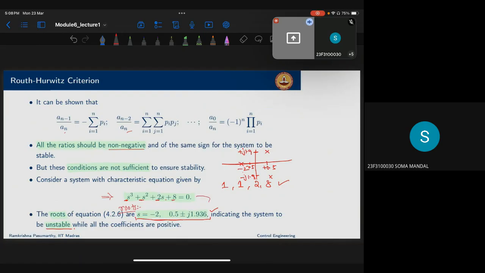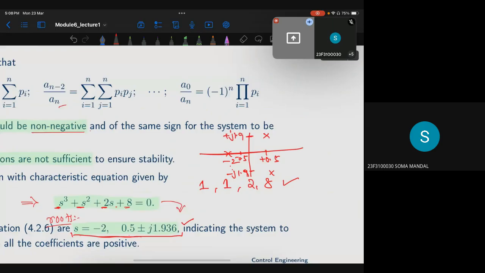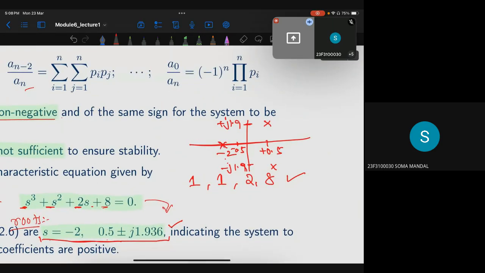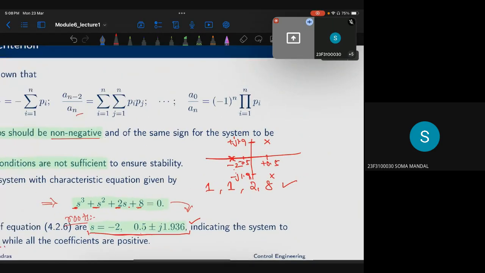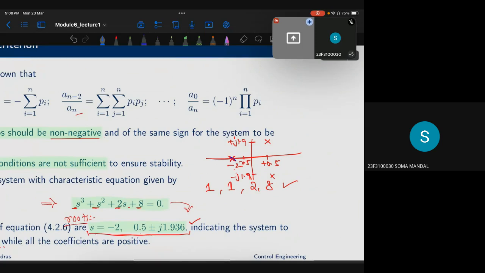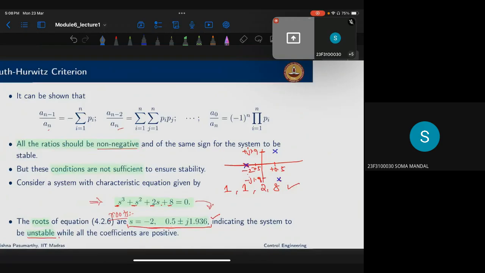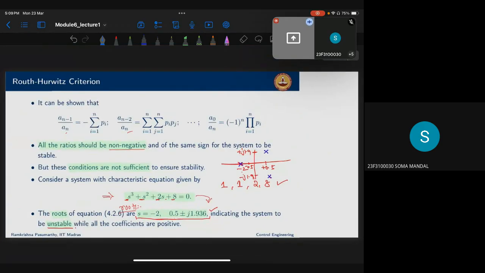All coefficients are positive. But if you see these roots, for this equation, what are the roots? S is equal to minus 2, S is equal to 0.5 plus or minus j 1.936. So the minus 2 pole is here, and the other two poles are here. Now whether the system is stable or not, system is unstable, correct? Yes, sir. Unstable, because two poles are on the right hand side.